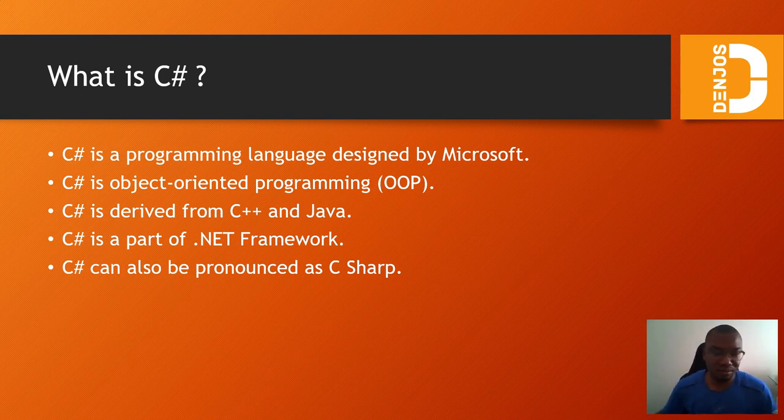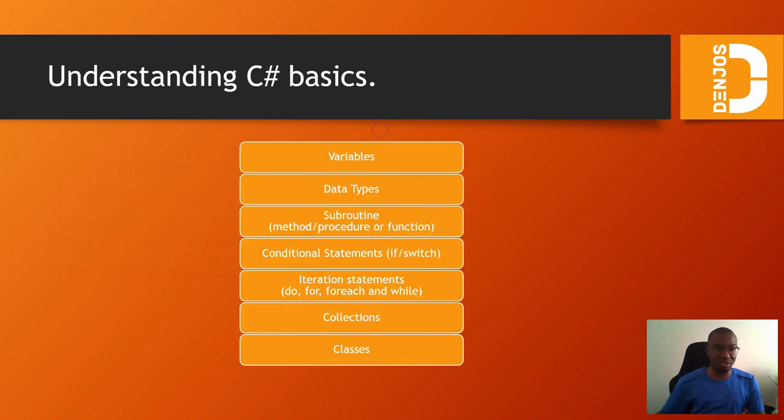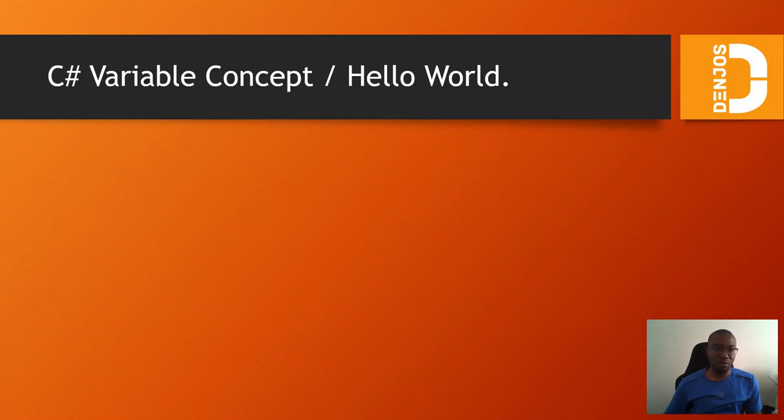Alright. Now, to dig a little bit further, we need to understand the basics of C#. If you want to know the basics of C#, then we should be talking about variables, data types, subroutines, conditional statements, which include if and switch, iterational statements, which include do, foreach, and while loops, and then collections and classes. Now, let's dig a little bit further into variable concepts.